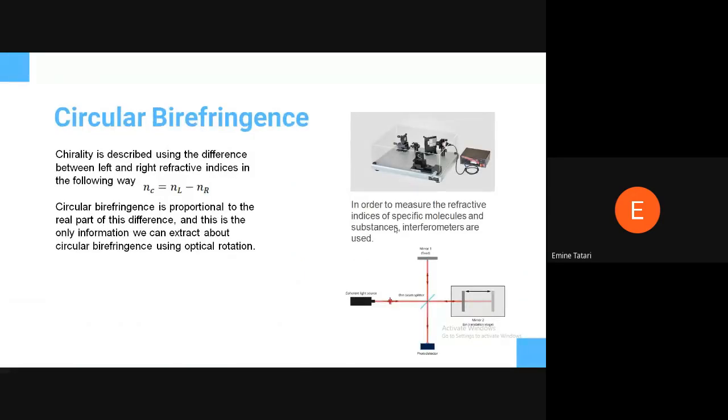Also, the chirality is described using the difference between the left and the right refractive indexes, and it is found by subtracting the right index from the left index.